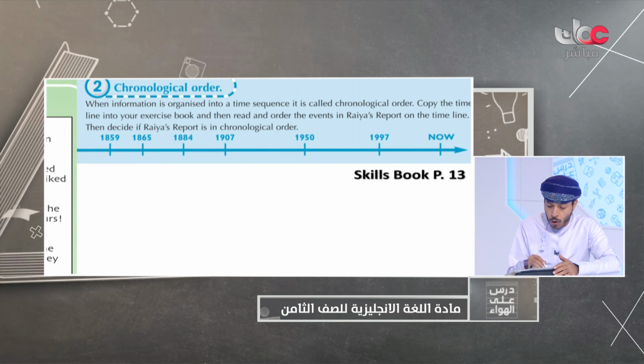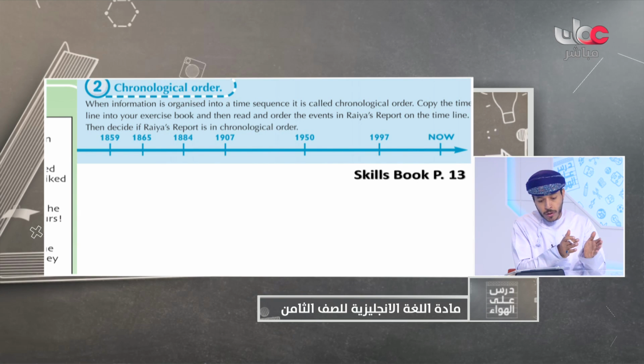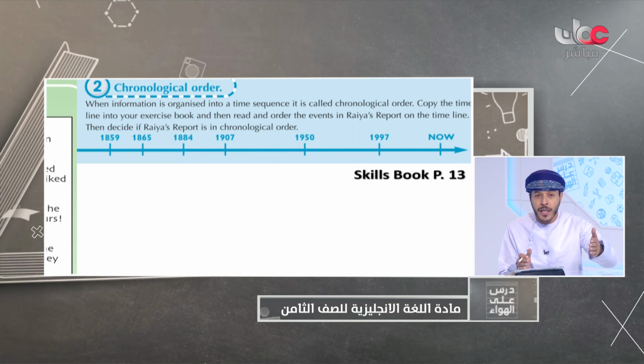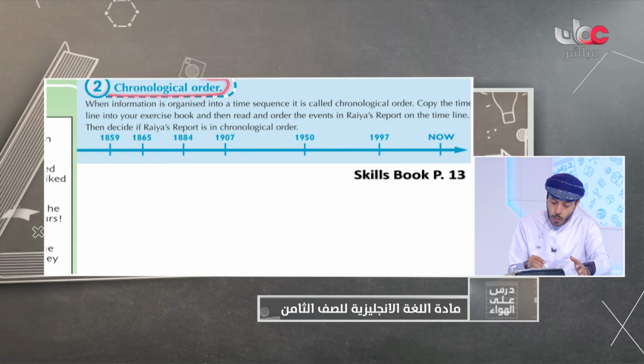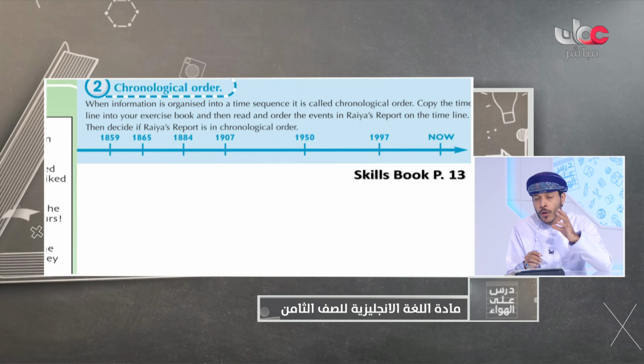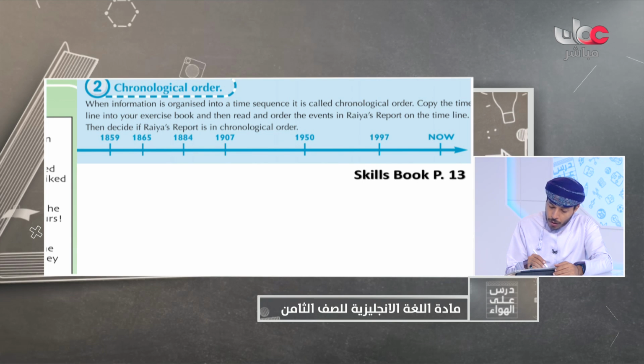Activity number 2, chronological order. What is a chronological order, or order? When you put things in order, it means that they are organized in number. For example, this is number 1, this is number 2, this is number 3. So we are putting things in order. And chronological order, which is used in our reading texts, we mean that information mentioned in the text is organized into a time sequence.